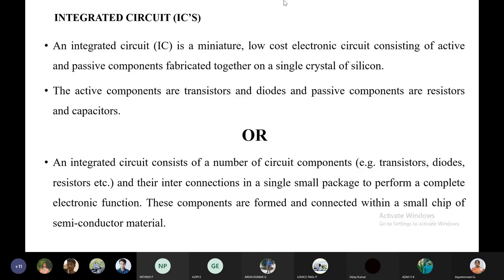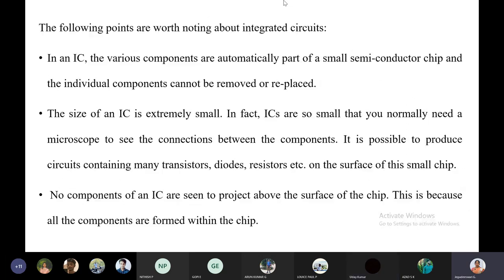Yes, ma'am. Okay, and so far we have discussed the introduction. Then what is an IC? What is the definition of IC? And we have some basic information that we should know while studying about this IC, integrated circuit. I have three points here. Can anyone please read the first point?